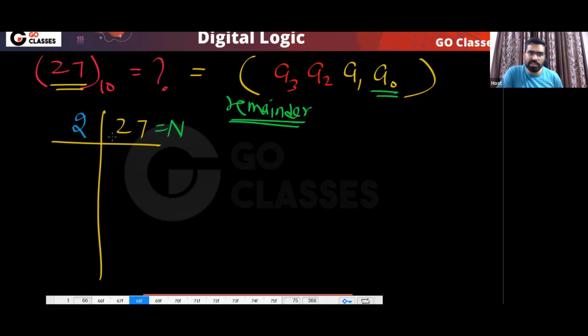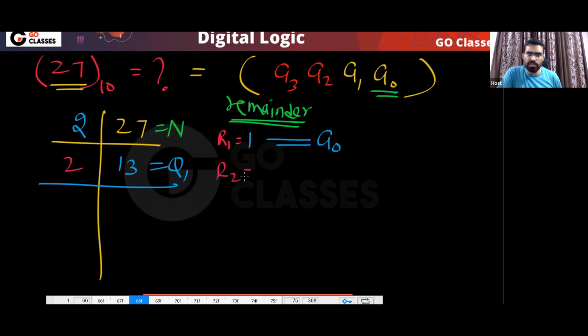I told you that when you divide this, the remainder will be A0. And the quotient will be 13. This will be your first quotient and this will be your first remainder. So what is the second remainder? The second remainder will be 1, and that will be your A1.